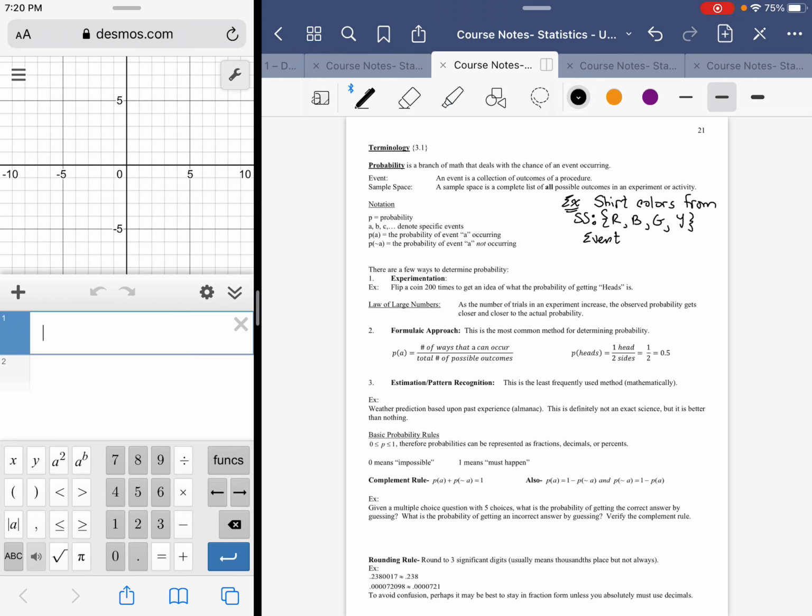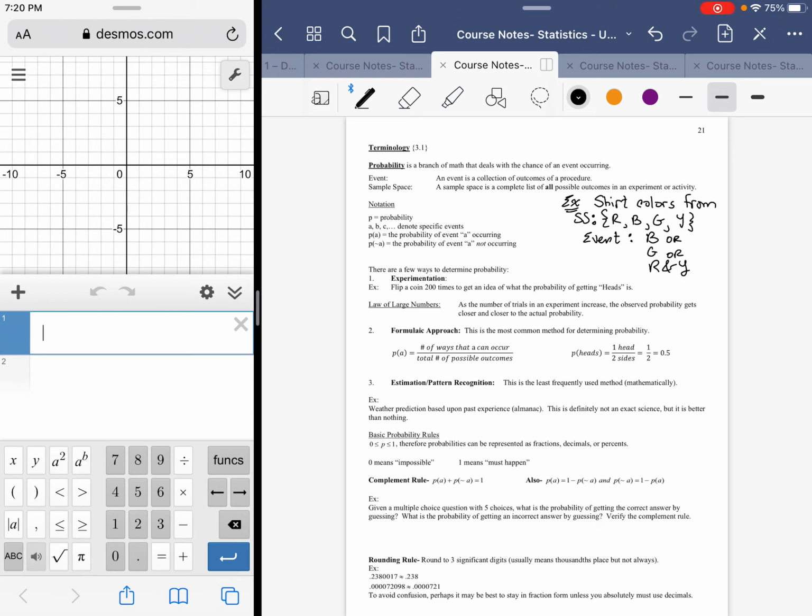But an event might be simply blue, or it might be green, or maybe it's a combination of things like red and yellow. Maybe it's a shirt that's got a little bit of both. All sorts of different possibilities. But if we look at an event as a subset of a sample space, that's probably a good way to think about it.